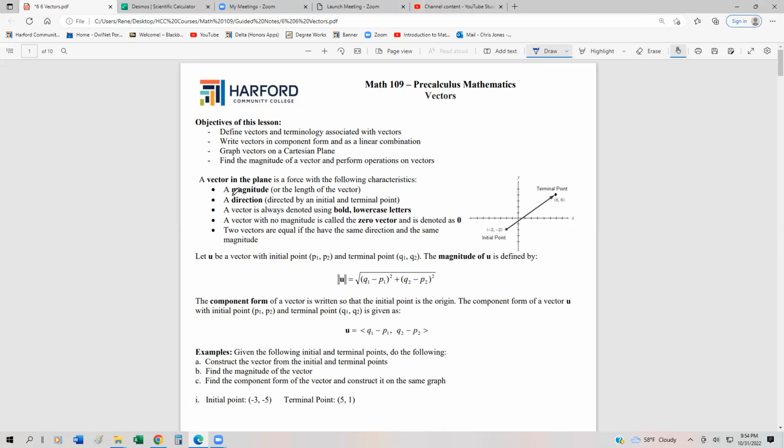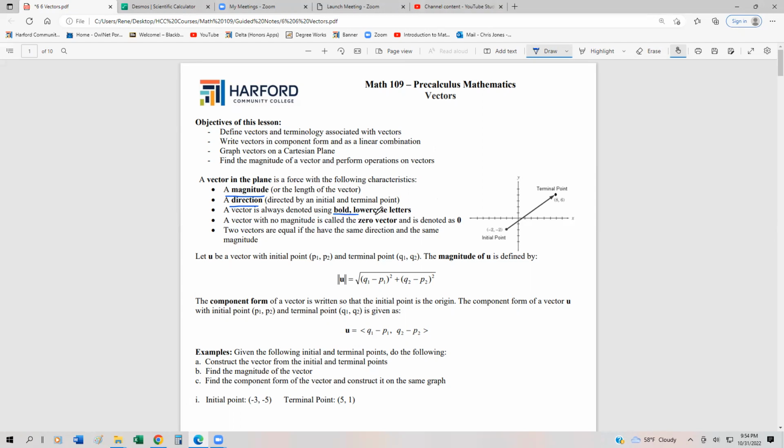A vector in a plane has magnitude and direction. So think about throwing a baseball. There's some sort of magnitude, which would be the velocity, and the direction with which you would throw the baseball. Or think of a gust of wind or something like that. That would be real life fundamental applications.